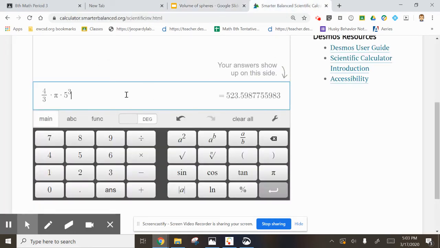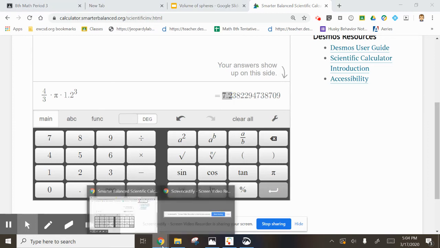I'm going to actually get fancy. I don't need to change much in my calculator. I can just backspace a couple. 1.2. Hit that button for the third power, and look what I got. 7.2. Okay, I'm going to round it to 7.2. Alrighty. Let's do another one.